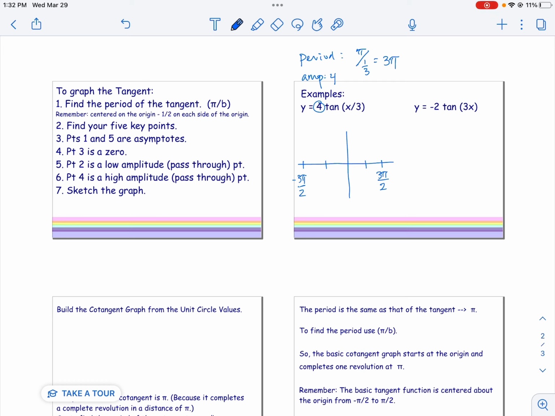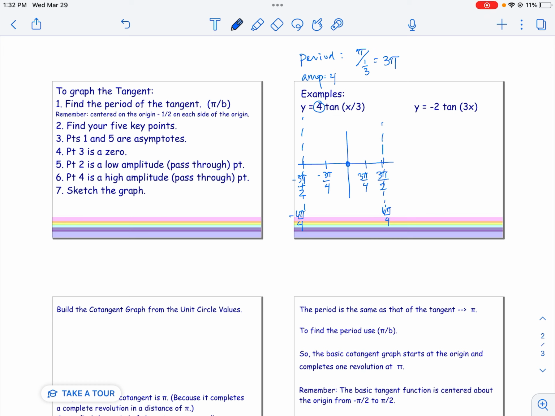If we mark these halfway values, well, if we think of this as 6 pi over 4, and this as negative 6 pi over 4, we're going to be looking at 3 pi over 4 and negative 3 pi over 4. Here are the vertical asymptotes for this function.